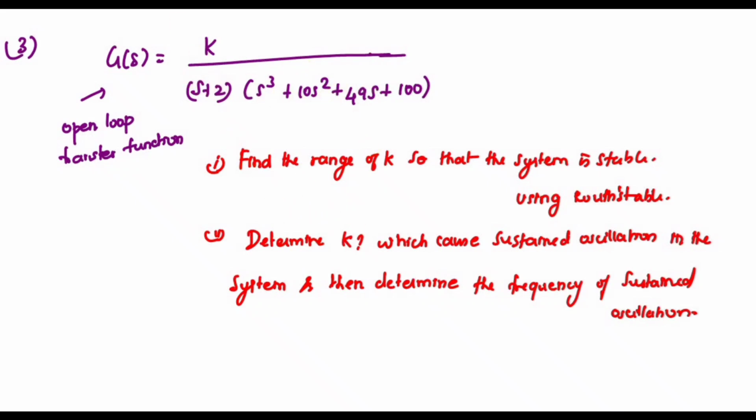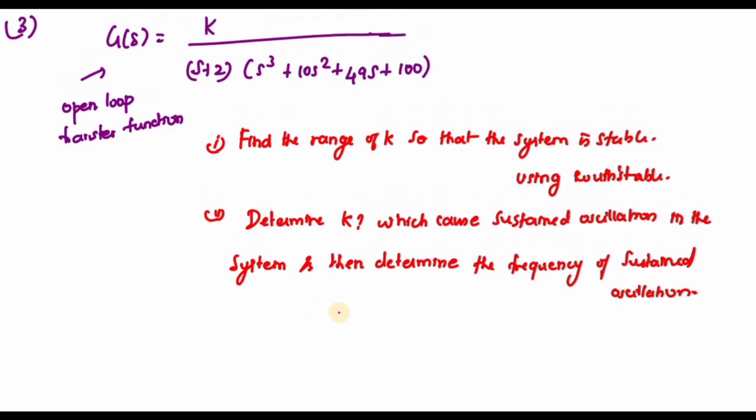In this video, we are going to discuss a problem on Routh Hurwitz criteria. The question is G of s is equal to K divided by s plus 2 into s cube plus 10 s square plus 49 s plus 100. They are asked to find the range of K so that the system is stable using the Routh's array, to determine the value of K which causes the sustained oscillation in the system, and then determine the frequency of the sustained oscillation.